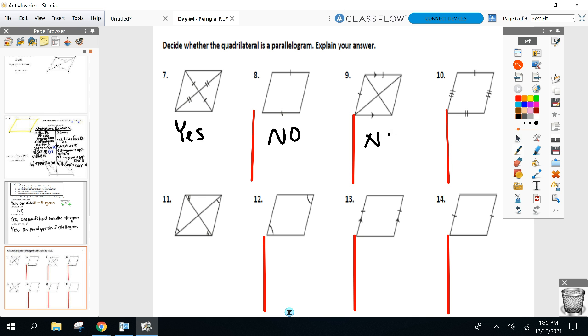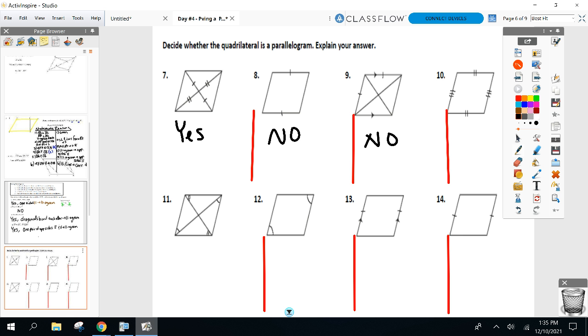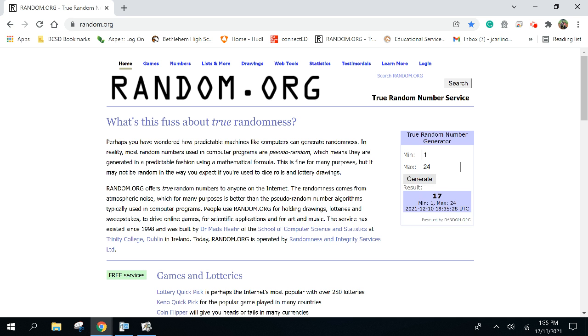No. I got a lot of information, but not enough. Not the ones I needed. Number 10. Yes. Why? Both pairs of sides are congruent. Opposite. Got to have the word opposite in there, everyone. Opposite sides congruent. How about 11?